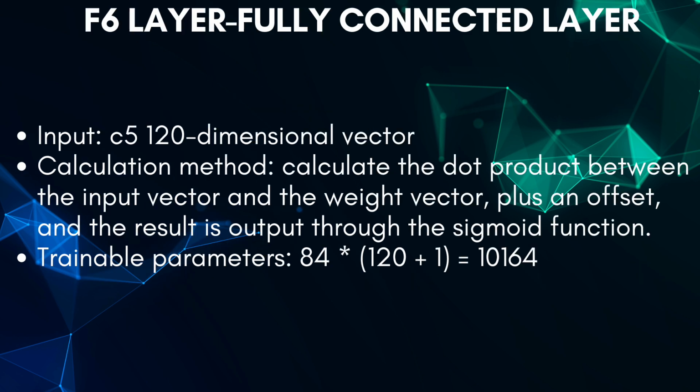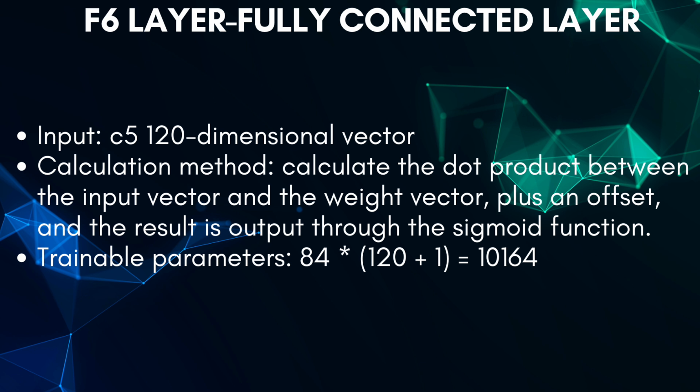Now with John you will explore the layer F6 onwards. The input to the F6 layer is a 120-dimensional vector that comes directly from the C5 layer. This vector contains all the features extracted and condensed from the previous convolutional operations. In the F6 layer, we calculate the dot product between this input vector and the weight vector associated with the layer.